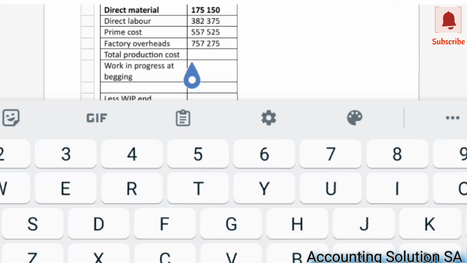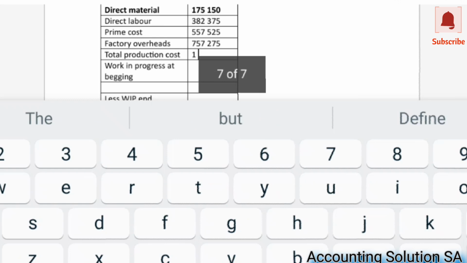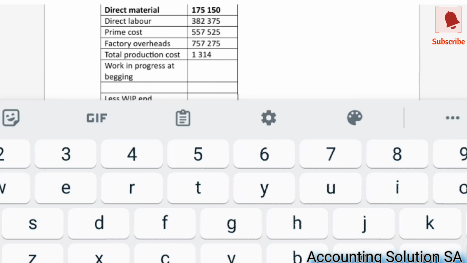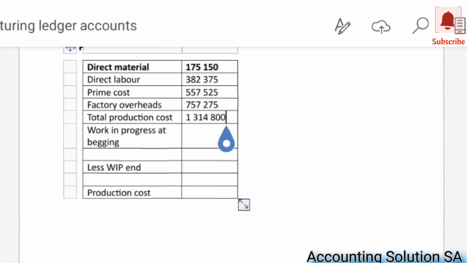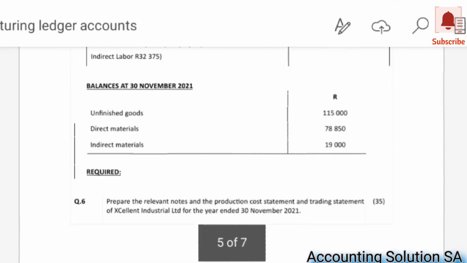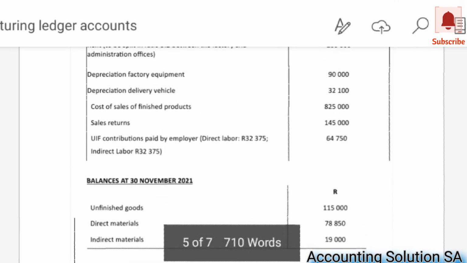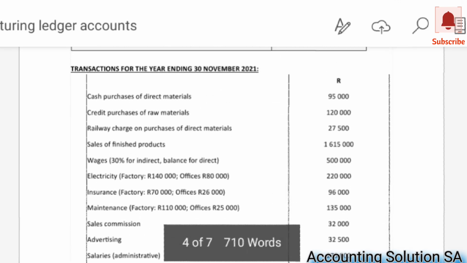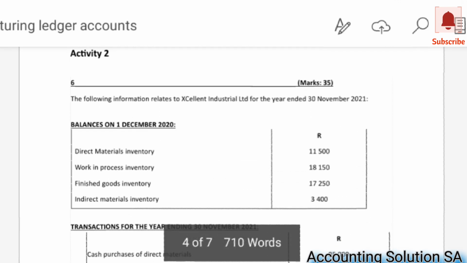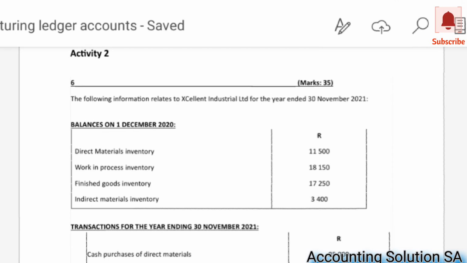Okay, in other words, we are going to add 557,525 plus 757,275. Okay, then it's gonna give us 1,314,800. Okay. Then after that, guys, we have to check the work in progress at the beginning. Okay, work in progress, or we call it unfinished goods. In other words, work in progress means that we are still producing that good. We haven't yet done. When it's done, we call it a finished good.